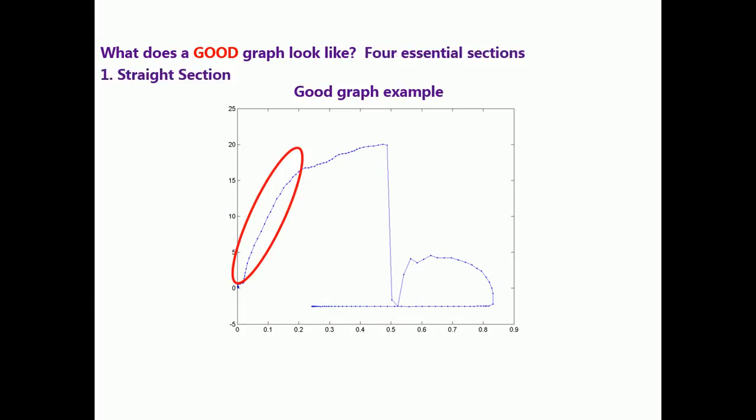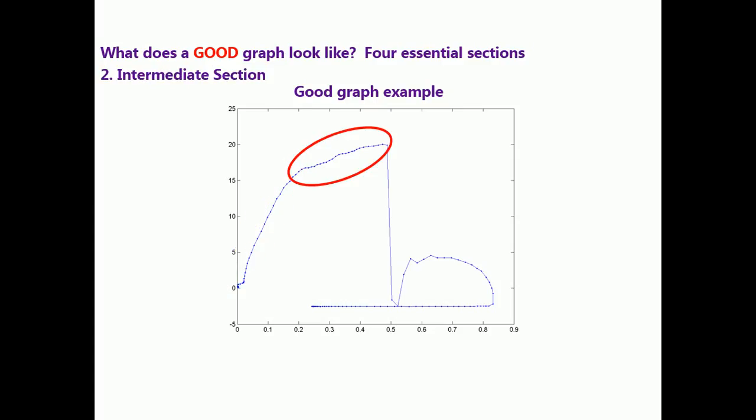A good graph usually contains 4 essential sections. The first one is the straight section. On the graph, the data line should begin with a straight rising segment. What it feels like at test corresponds to the torque resistance increasing when we push the handle forward. As you can see from the graph, this good graph actually begins with a pretty straight line at first.